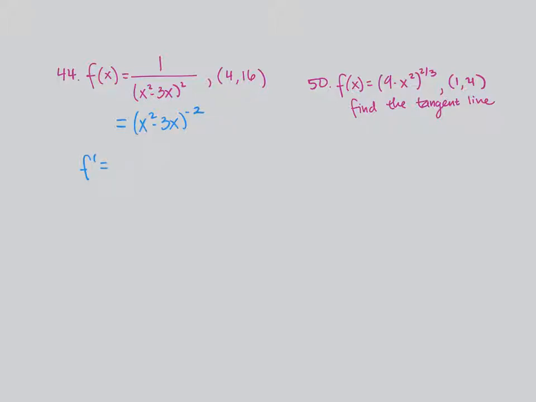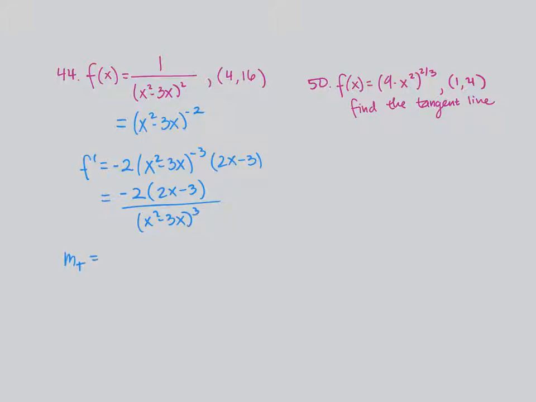So f prime will be negative 2 times (x squared minus 3x) to the negative 3 times (2x minus 3). I'm going to leave it like this. The only thing I'm going to do is bring down that (x squared minus 3x) to the negative 3. That way I only have positive exponents, so when I plug in my (4, 1/16), it's a little bit easier. Okay, so there's my derivative.